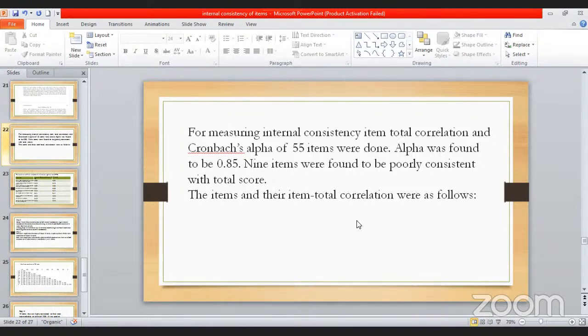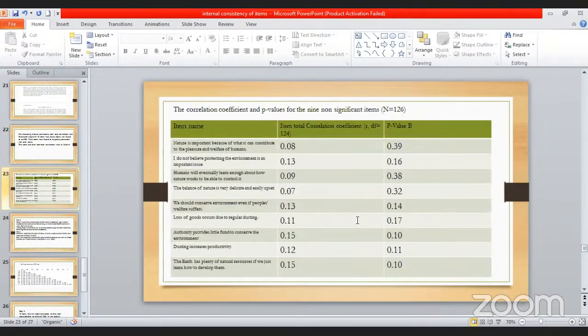Yes. In order to increase the Cronbach's alpha, in order to increase the internal consistency of the items. So I'm showing the example of the item total correlation coefficient of these 9 items, which are very poorly consistent. You can find out that the correlation coefficient is very poor, that is 0.08, 0.13, 0.09. None of these are above 0.5. All of those are very poorly consistent.